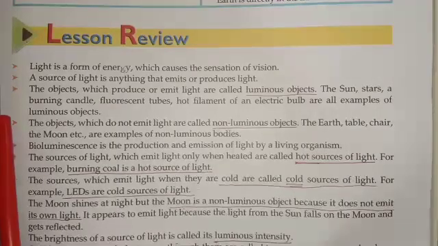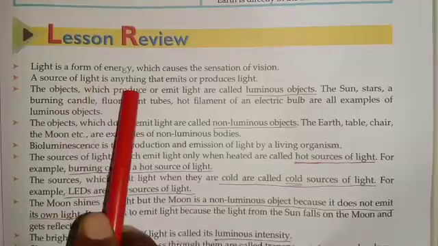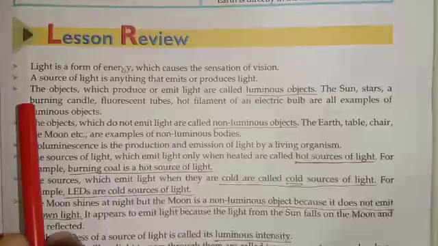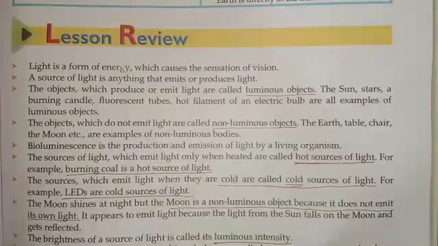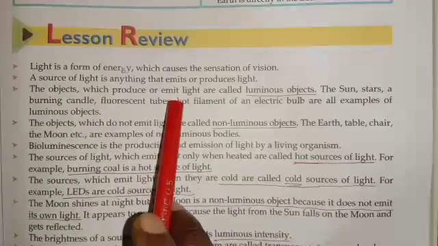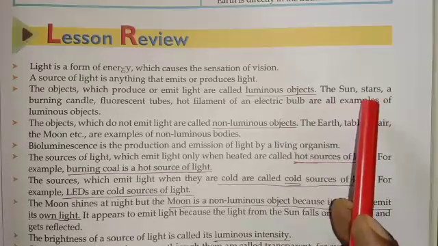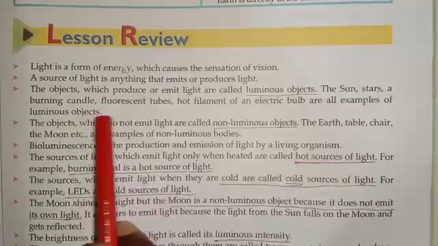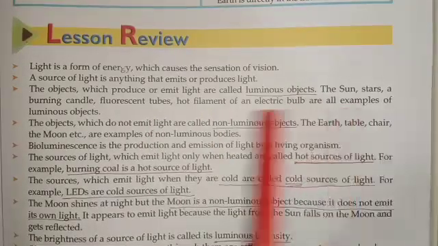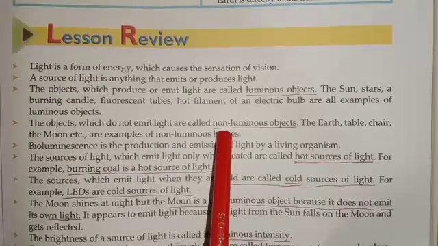Second point, they are discussing what is a source of light. A source of light is anything that emits or produces light. Third point, they are discussing luminous objects. What is a luminous object? The objects which produce or emit light are called luminous objects. For example, the sun, stars, a burning candle, a fluorescent tube, and the hot filament of an electric bulb are all examples of luminous objects.